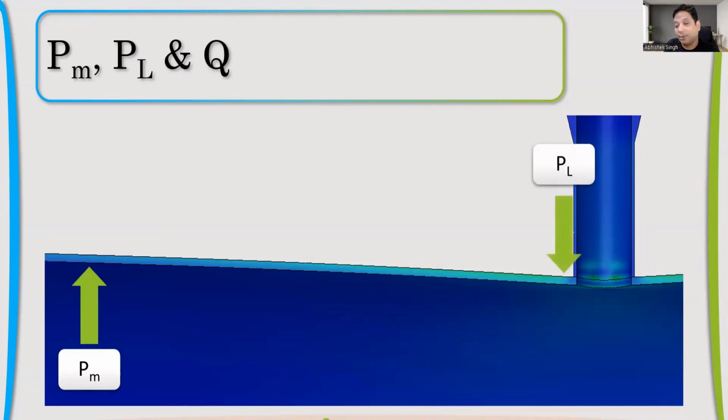PL is the stress which we are calculating. These are local stresses because of local loads. And then there is Q.